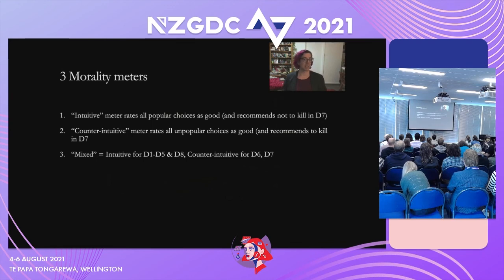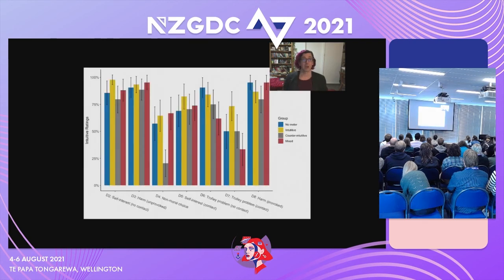Would players blindly follow a meter that recommended obviously evil outcomes, or would they rebel against it? If the meter was apparently good but switched its stances, would it be more influential on them? So briefly, I'll summarise these in this graph.